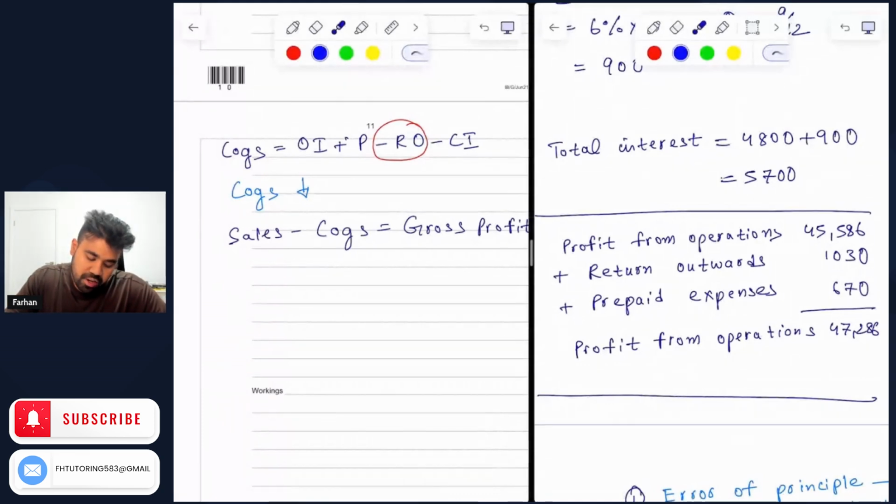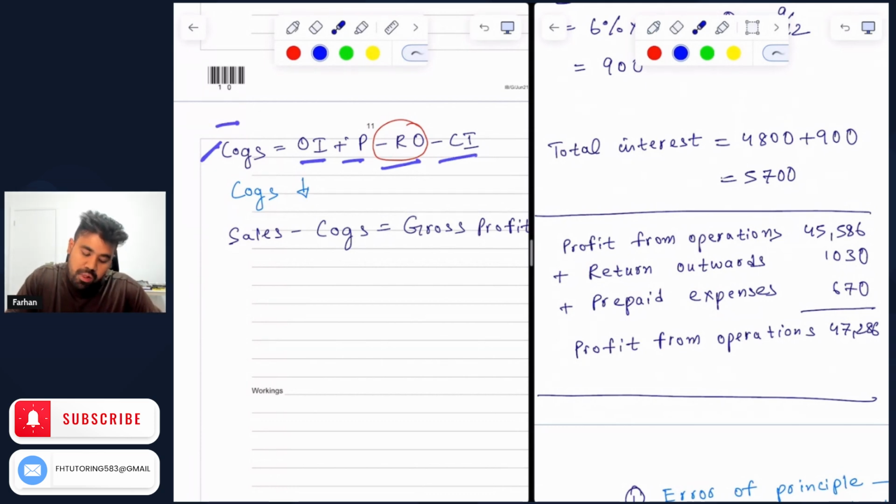So here I have written cost of goods sold, which is COGS for short. So cost of goods sold can be calculated by taking the opening inventory, then adding purchases, which is plus P, and then subtracting any return outwards. Returns that we are sending out to our suppliers, and then we subtract any closing inventory.